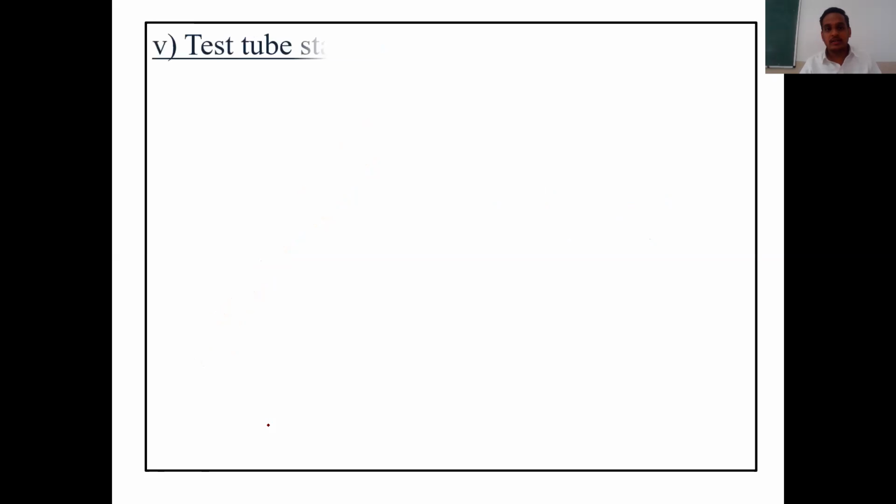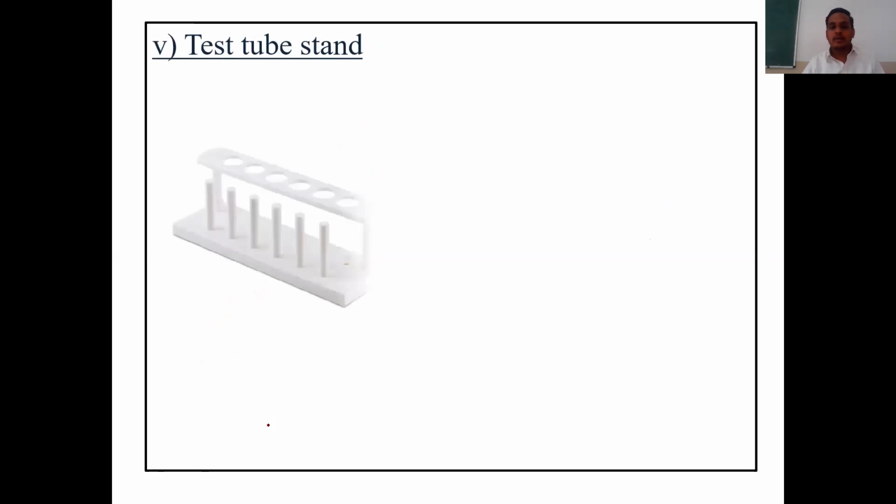And the next one is test tube stand. This is the test tube stand. Whenever you are performing the qualitative analysis, as we know, the chemical tests are carried out in the test tube. We need many test tubes, and at that particular time, you cannot hold all the test tubes at once with you, because you are the person who needs to carry out the experiment. You can't keep on holding the test tube. At that time, you can use test tube stand.